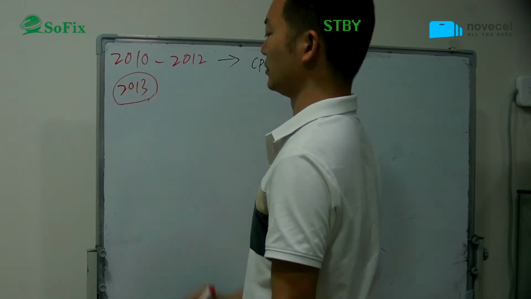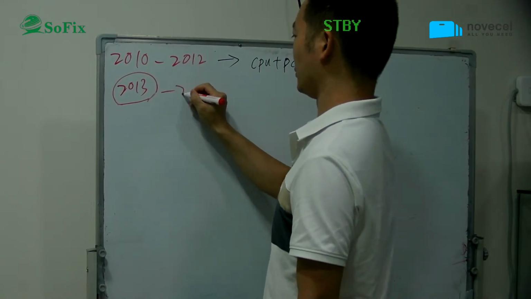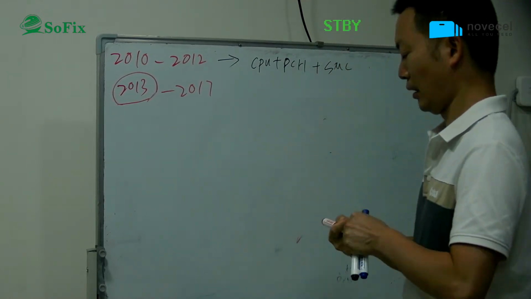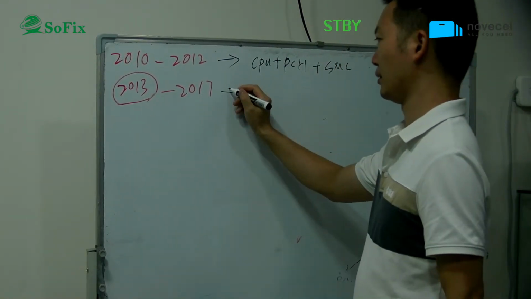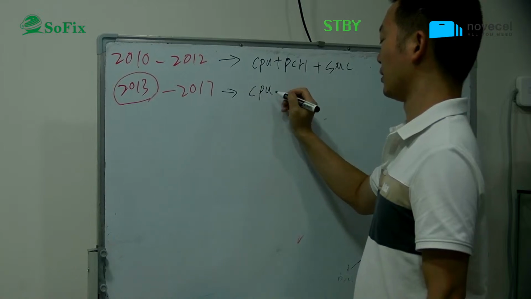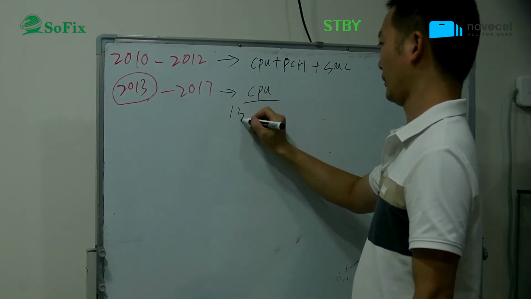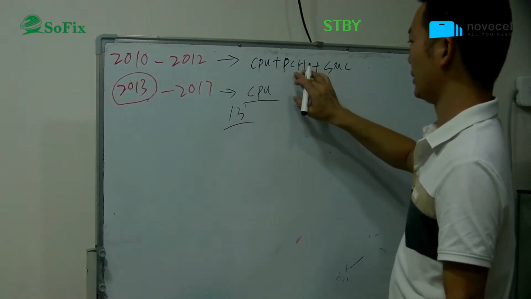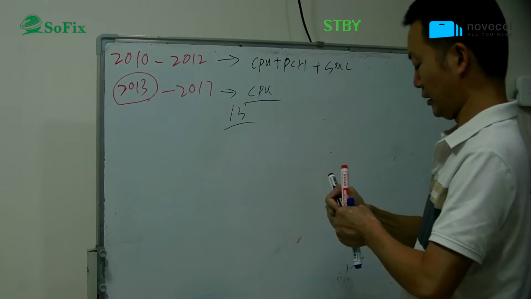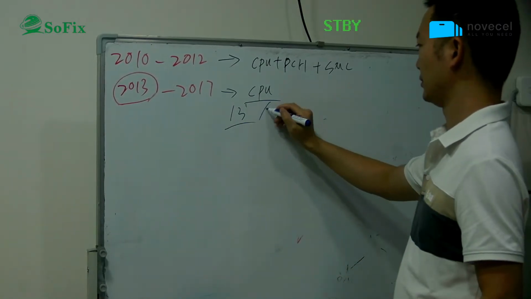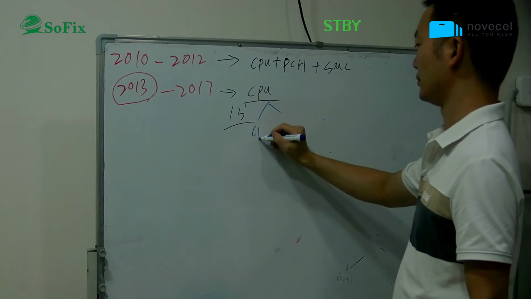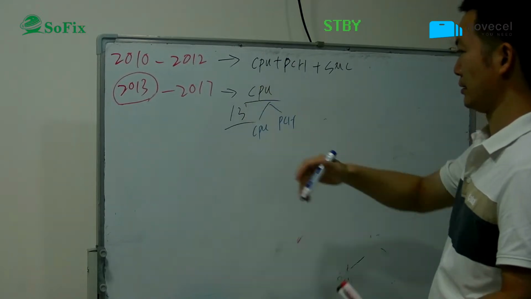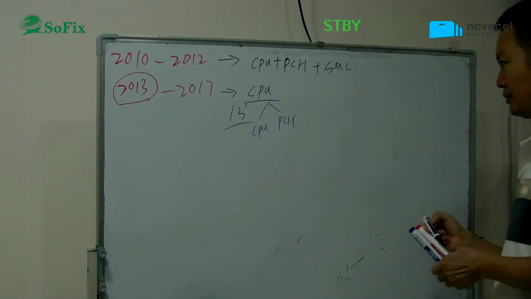Now 2013 to 2017. This model, the 13-inch MacBook Pro or MacBook Air, has only the CPU, with the PCH inside the CPU. Now it's only the CPU, with the PCH together inside the CPU. Then the SMC.